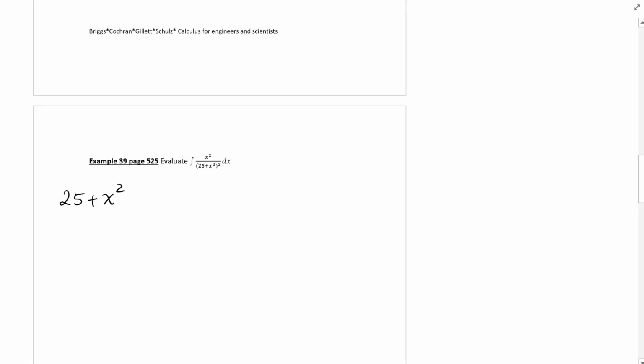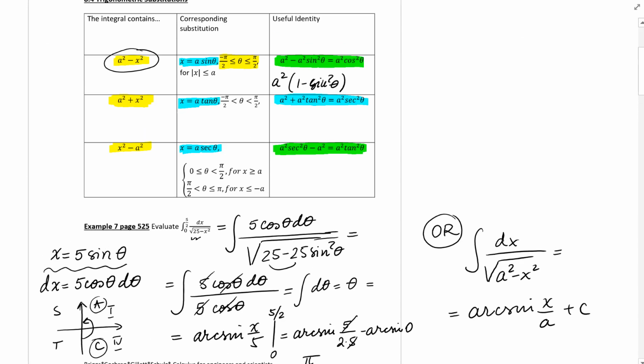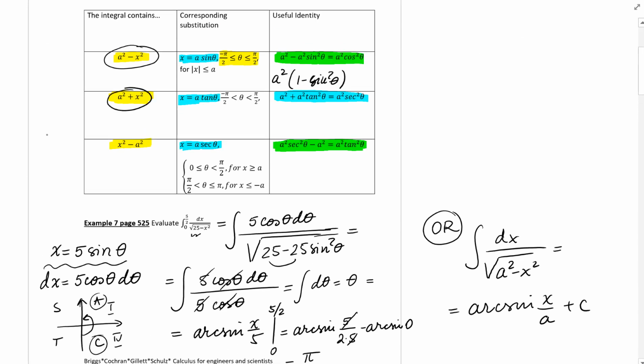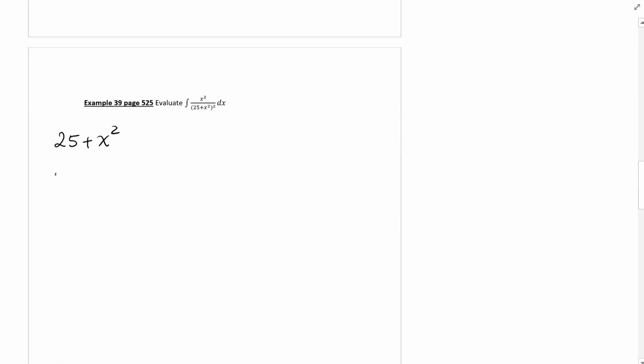Let's take a look at another problem. This problem here has the term a squared plus x squared, right? I have a 25 plus x squared. So basically, in the table that we have here, we are looking for a squared plus x squared, and the substitution that we are expected to do is x equals a tangent of theta. So let's do that. x equals a tangent of theta. In our case, a is 5. So dx is 5 times the derivative of tangent of theta, which is secant squared of theta d theta.